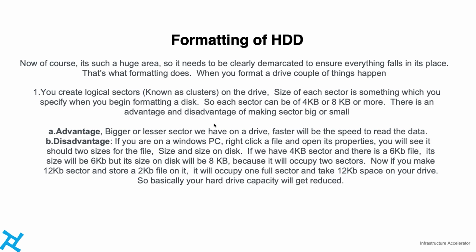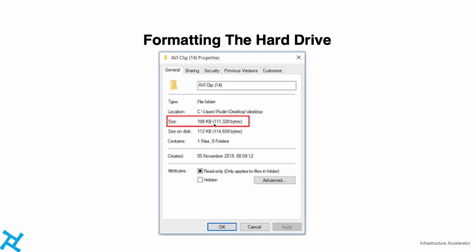Disadvantage. If you're on a Windows PC, you right click on a file and open its properties. You will see it has two sizes, the size of the file and the size on the disk. Let me show you. So here, as you can see, this is the property of a file. The size is 108 KB and the size on the disk is 112 KB. Now why is that?